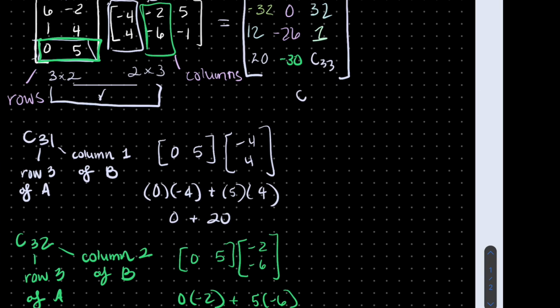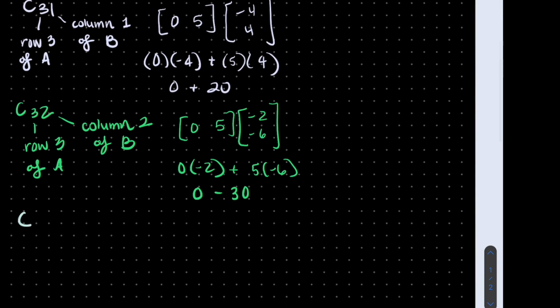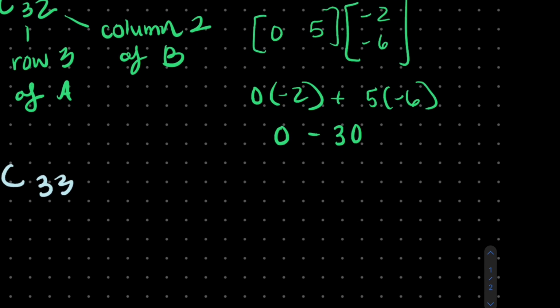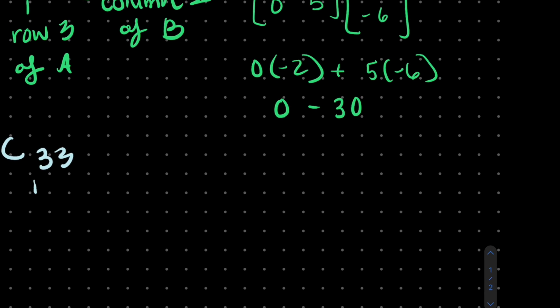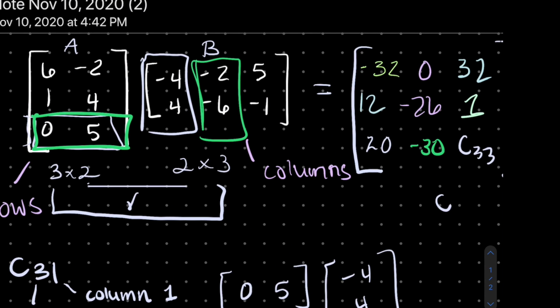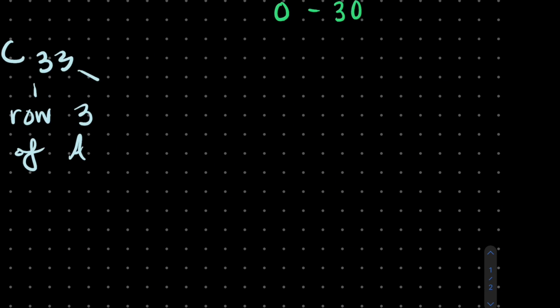Okay, last but not least, we will do C33, which, as it has been, the first 3 is going to tell us we're in row 3 of A, right? We called this first one A, the second one B, and the second 3 tells us what column of B we are in. So we are in column 3 of matrix B.